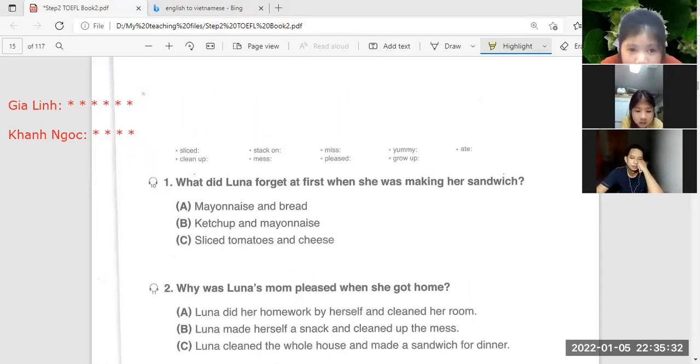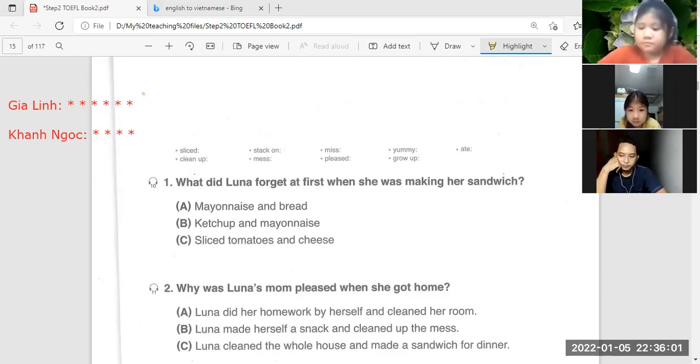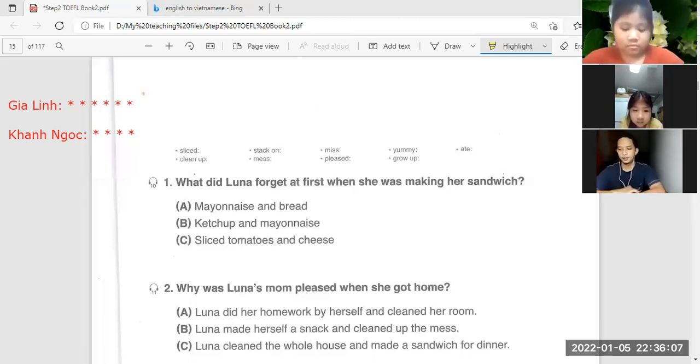Part 4. Listen and answer the questions. Listen to the story about Luna. Luna became hungry after school. I should make a sandwich for a snack when I go home, she thought to herself. Both her parents work, so she has to take care of herself during the day. When she got home, she opened the refrigerator. She found a head of lettuce, sliced tomatoes, cheese, and ham. She put the ingredients on the table and washed her hands. Then she put 2 slices of bread on a plate and started to stack on the stuff for her sandwich.